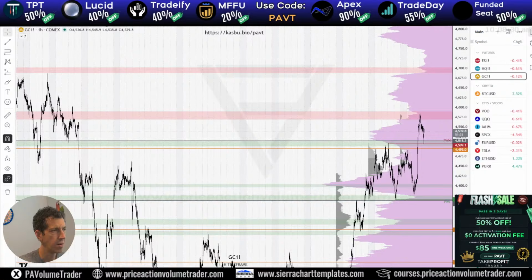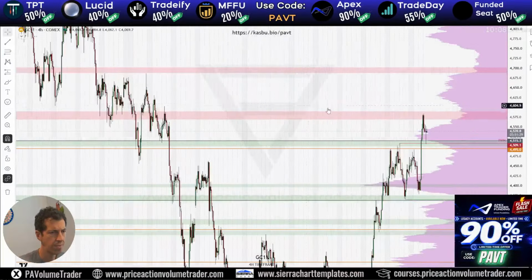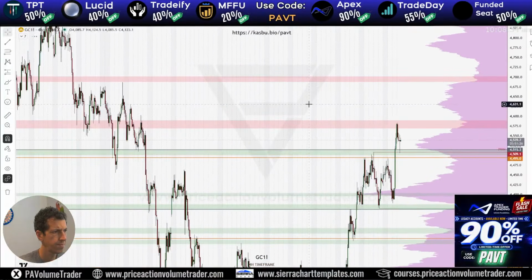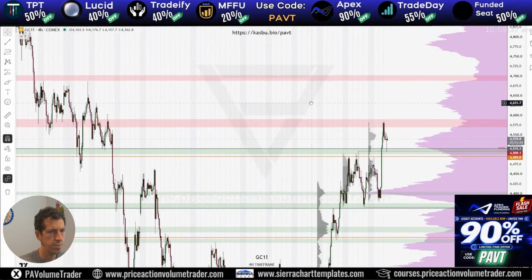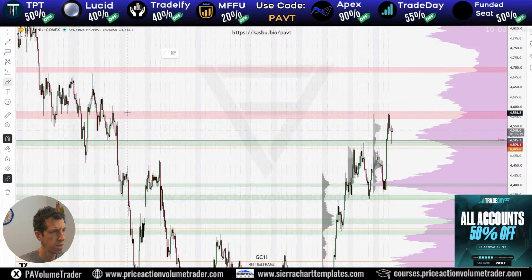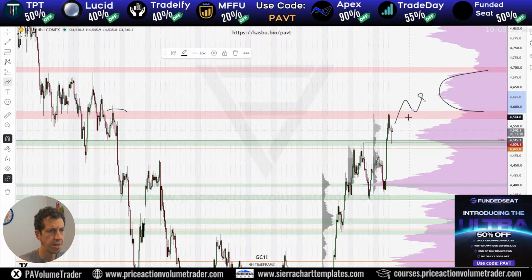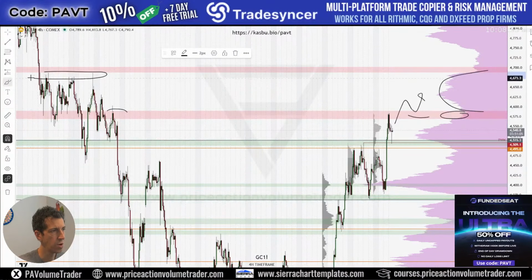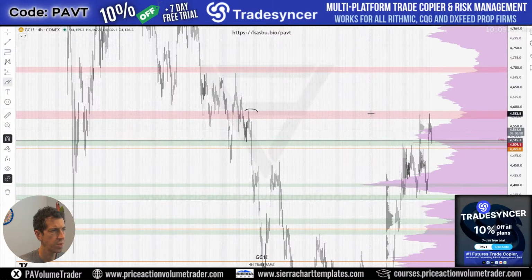If I zoom out on the 4-hour, this is what I'm looking at. Got these previous highs here. So we want to break above, get into this high volume node area, flip this to support at the bottom edge, and then we have all these equal highs up here at the top edge. That will be our next target on gold.